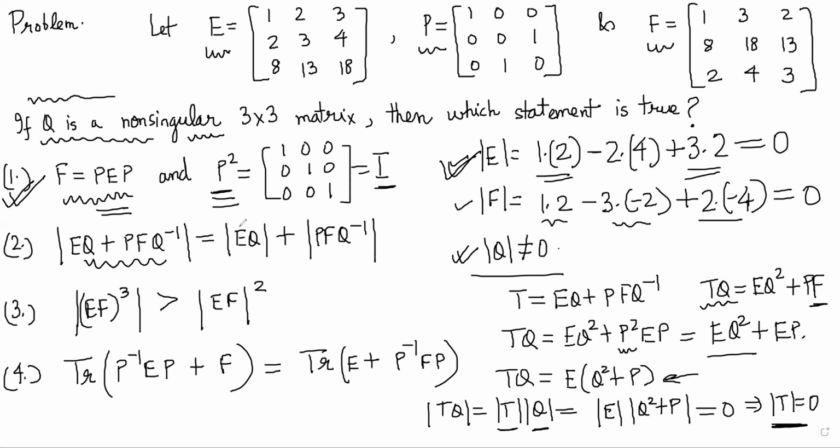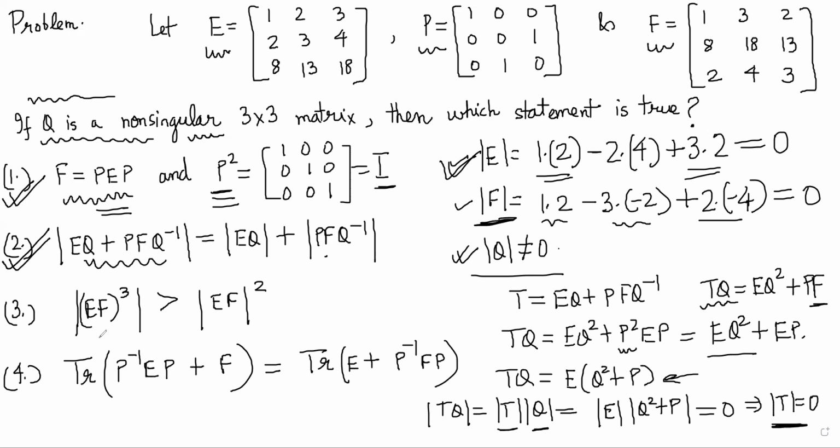So, okay, we have figured out the left-hand side of option 2, right? Right-hand side, det of EQ, you will realize that det of EQ will be 0 because det of E is 0, right? And similarly, det of PFQ inverse, right? That will also be 0 because it will be det of P into det of F into det of Q inverse, and det of F is 0, right? So we are getting 0 on this side and 0 on this side. So option 2 is also correct, right?